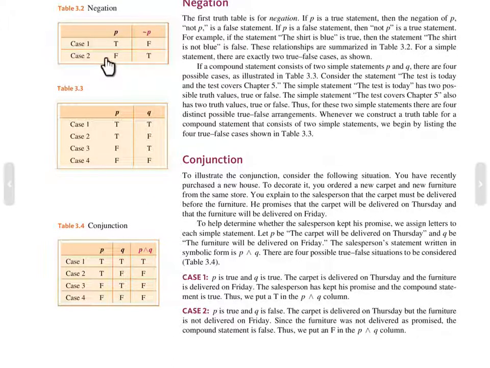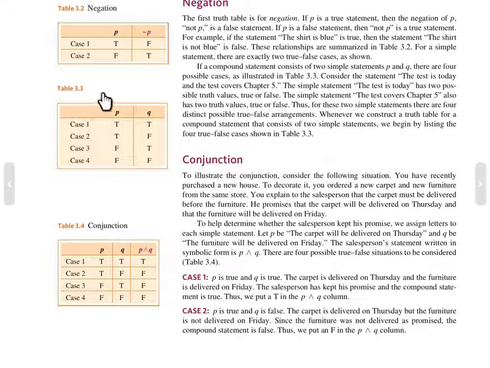The first table is negation. If you have a statement P, it could be either true or false. Then if you negate it, it means you want to find the opposite of it. So if the original statement's true, then you negate it, it's going to be false. Or if the original statement was false and you negate it, it would be true.